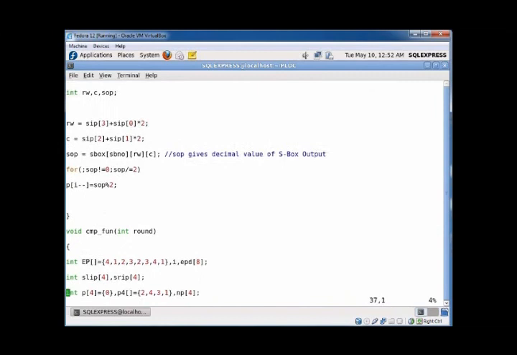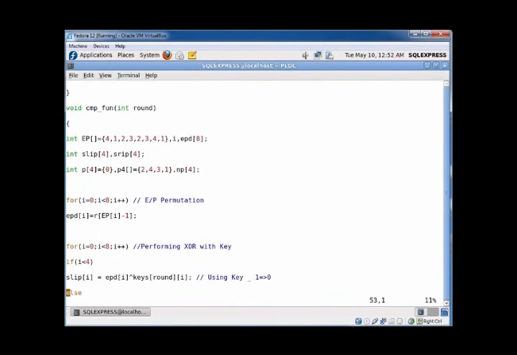The C language implementation for encryption and decryption of DES algorithm is as follows.